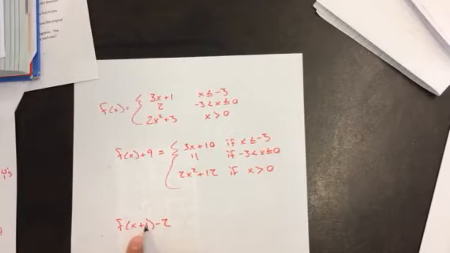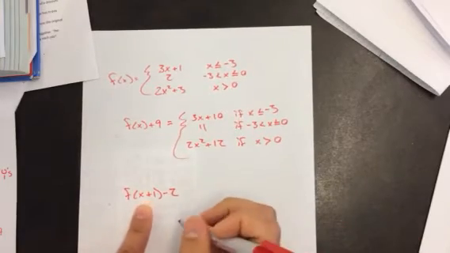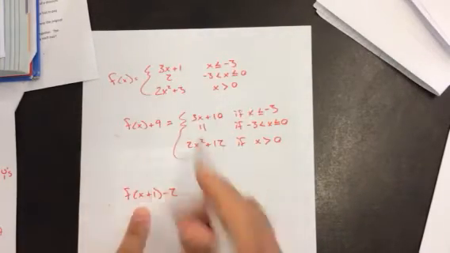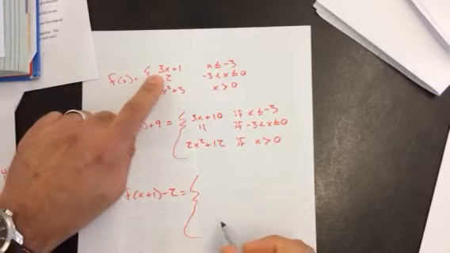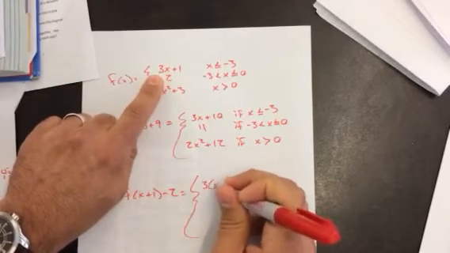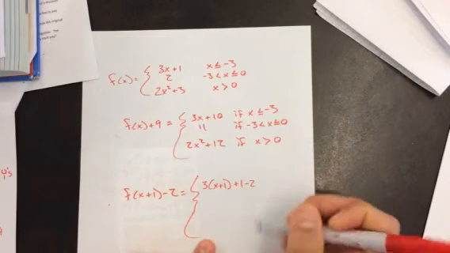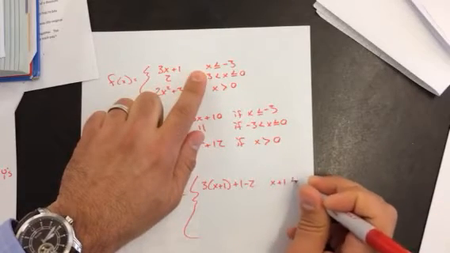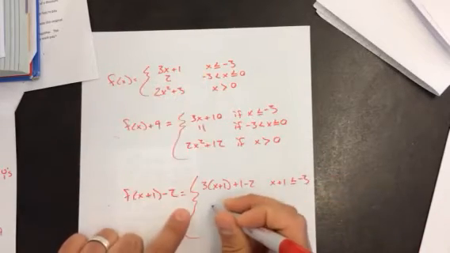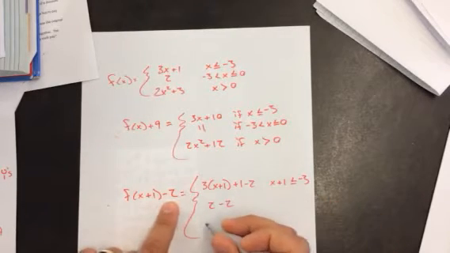This one, I'm replacing my x with x plus 1, and then I'm subtracting 2 from the outside. So I'm going back to my original rule again. I'm going to be using this original rule every time. Everywhere I have an x, I'm going to replace it with x plus 1. And then on the outside, I'm going to subtract 2. So the same thing happens here. It gets replaced with x plus 1. I don't have an x here, so this is just going to be minus 2.